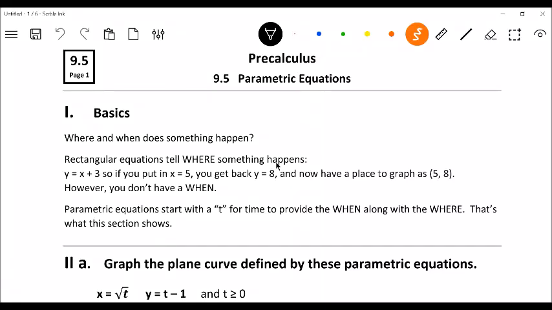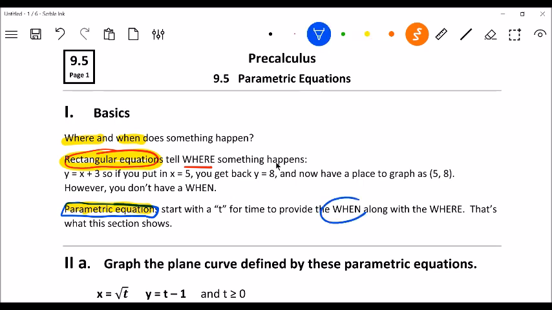Welcome to parametric equations. The basic idea here is where and when does something happen. Rectangular equations tell you where something happens. But what we're going to look at is parametric equations, because those will provide a when and where. And that's why we start with a T for time, because we'll be figuring out the amount of time something takes or how long to get somewhere.